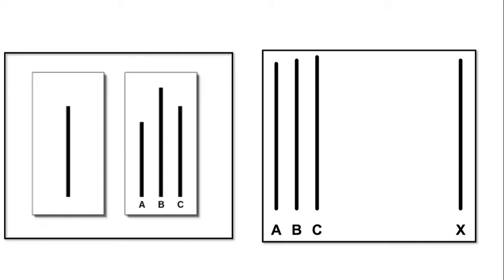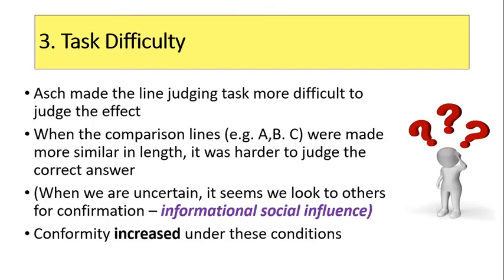On the right, if the lines are brought together in length, if you look at those yourself, it's quite hard actually to tell which one it is. I think I would say it's B, but if everyone else said C, I would go with C. So that's what Asch did.